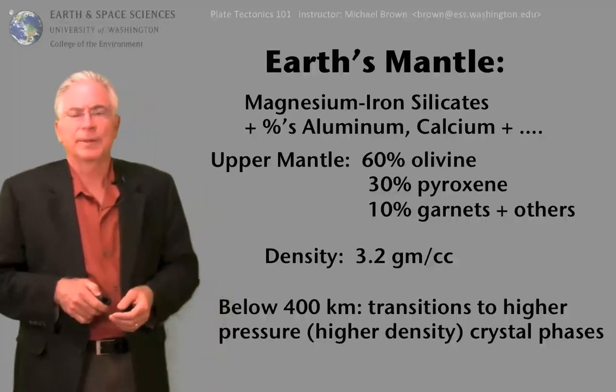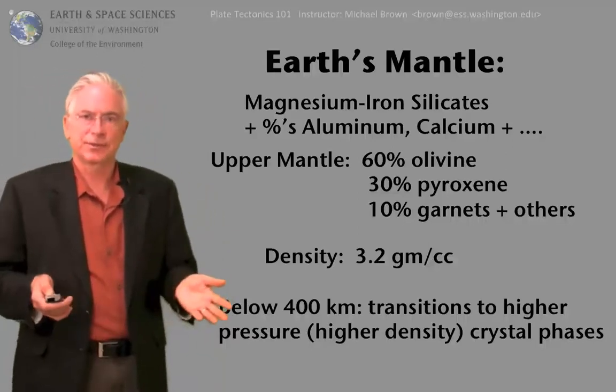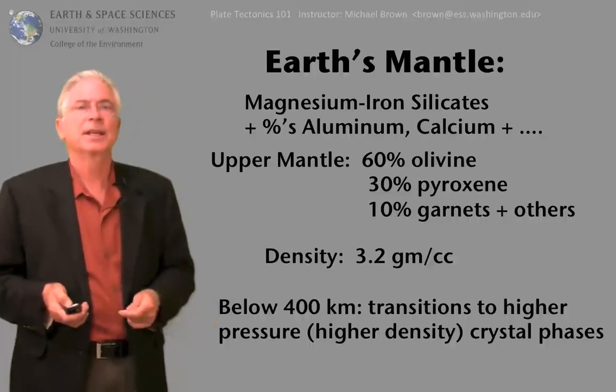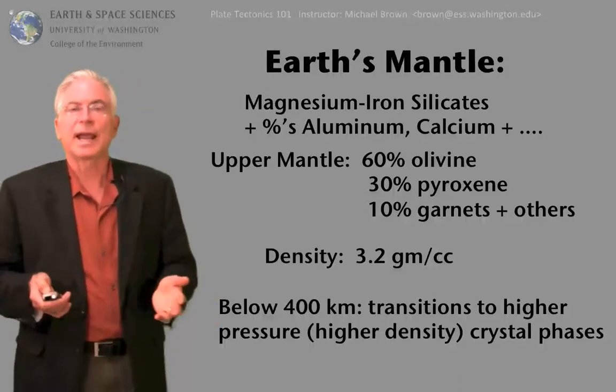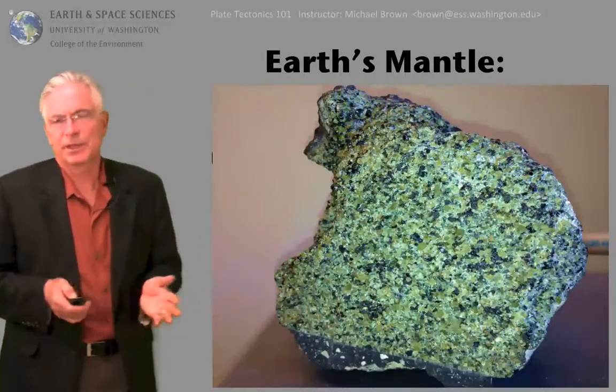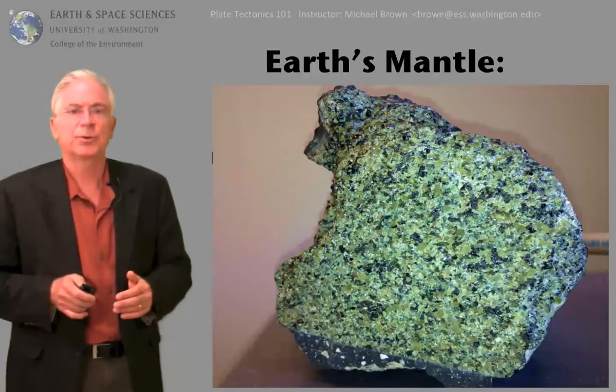Below 400 kilometers, there are additional transitions of the silicate minerals to high-pressure phases, which have higher densities, and that gives rise to an average density for the mantle that's greater than the upper mantle. So let me take you on a quick tour with some pictures.